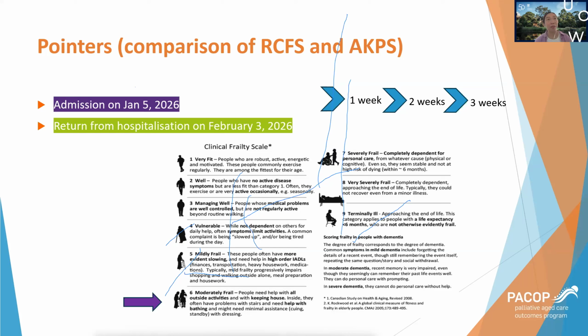However, on his return from the hospital on February 3rd, which is close to 4 weeks from the first admission, I would say then that Roy would be a 9. And why is that? When we look closely into this definition, Rockwood Clinical Frailty Scale of 9 would mean that he's approaching the end of life. This category applies to people with life expectancy of less than 6 months and are not otherwise evidently frail. He does look a lot frailer, but he could still present quite well compared to any other residents too.